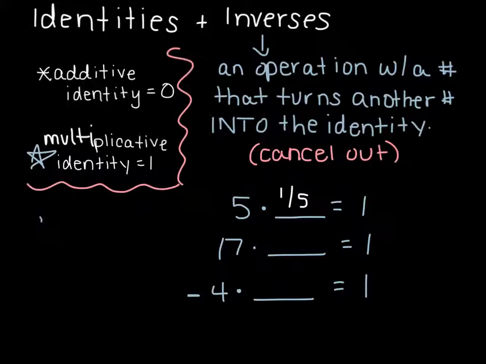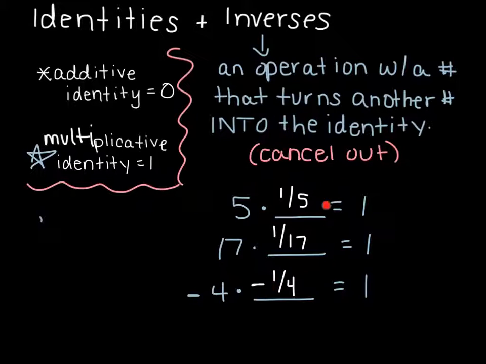Similarly, 17 times 1/17 would equal 1. For -4, it would be -1/4. Notice I kept that negative because I want it to equal a positive 1. The multiplicative identity is just 1. It's not -1. If I had done just a regular 1/4 here, I would have had a negative times a positive, and that would give me a negative answer. So I need another negative to kind of cancel that negative out.